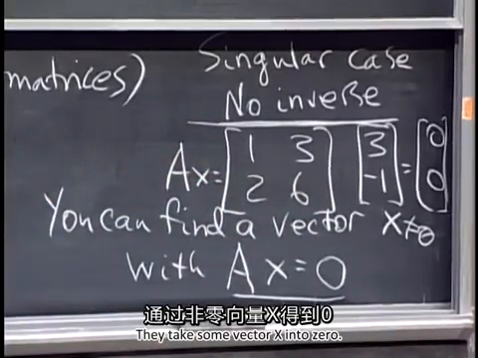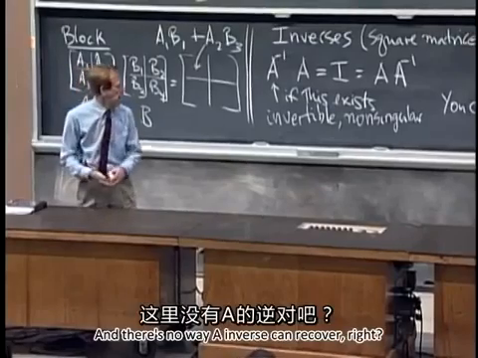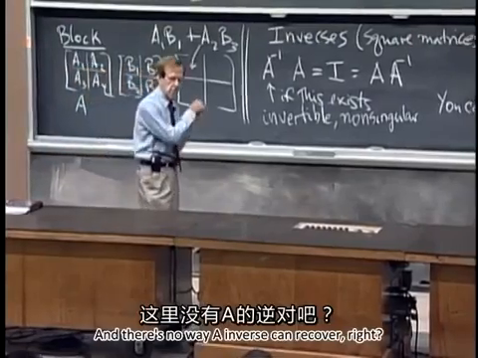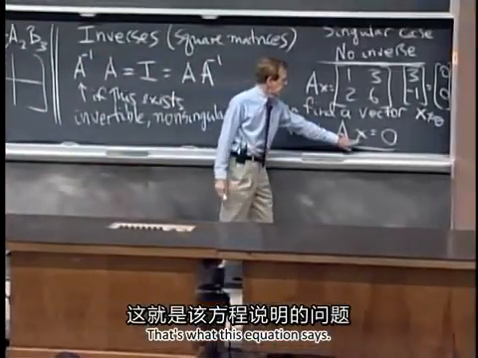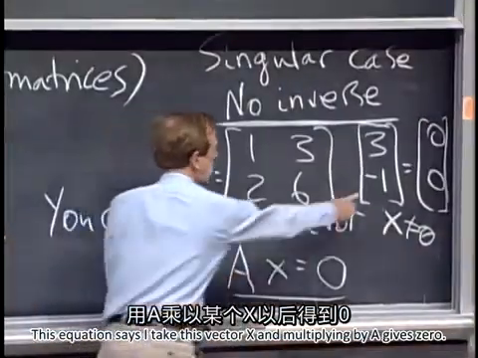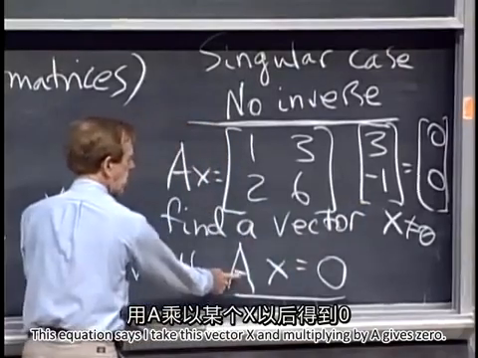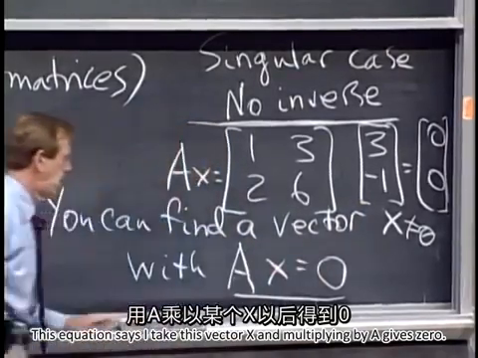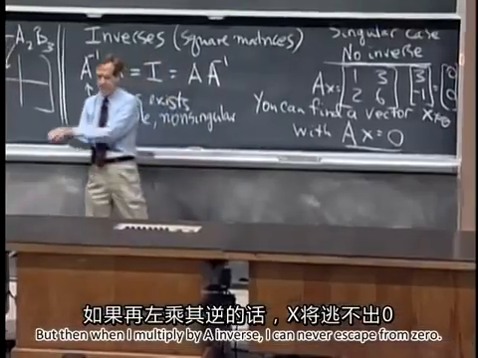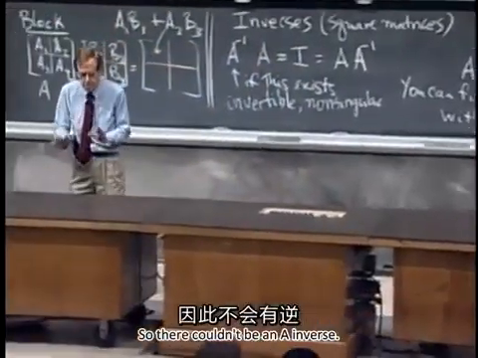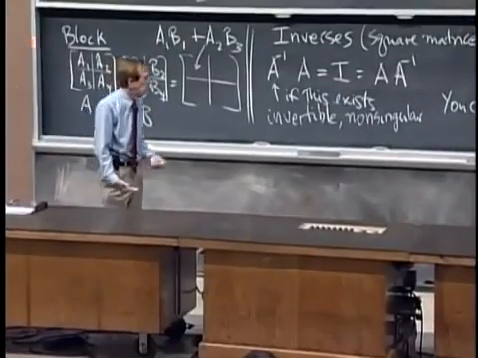They take some vector x into 0, and there's no way A inverse can recover it. That's what this equation says. This equation says I take this vector x, and multiplying by A gives 0. But then, when I multiply by A inverse, I can never escape from 0. So there couldn't be an A inverse.